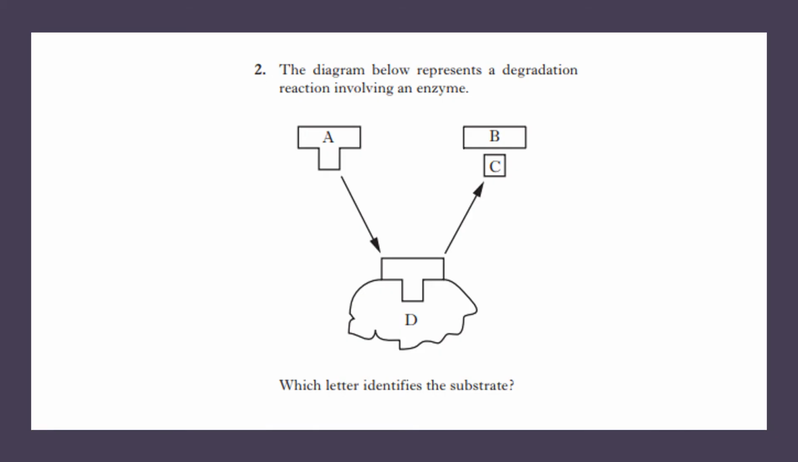So the diagram below represents a degradation reaction involving an enzyme, which letter identifies the substrate. So if we're looking for a substrate, we're wanting to look at the one that is going into the enzyme, which is A. So this would be your substrate here. And then if you were asked to identify the active site, it would be the bit where the substrate binds. So it would be this area here on D. And then B and C would be your product. And obviously it's a degradation reaction because it's getting broken down.